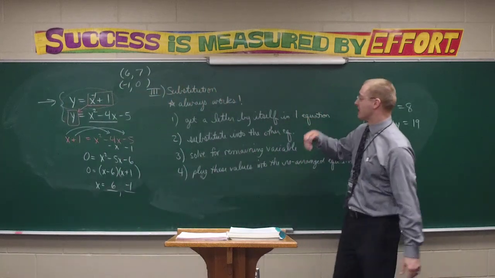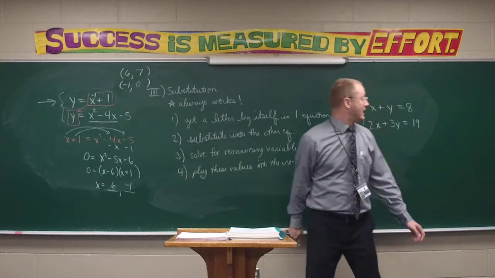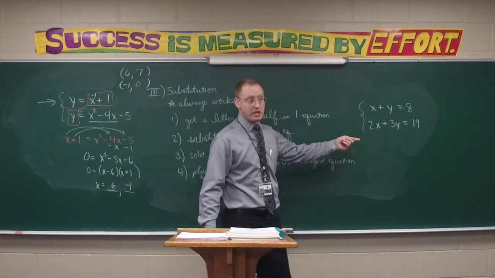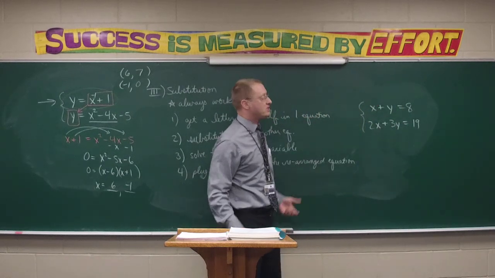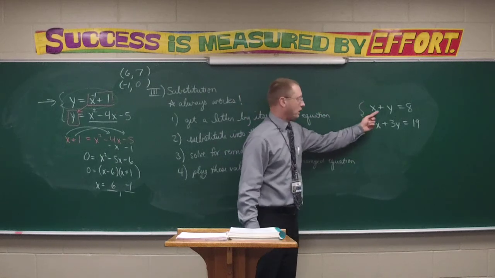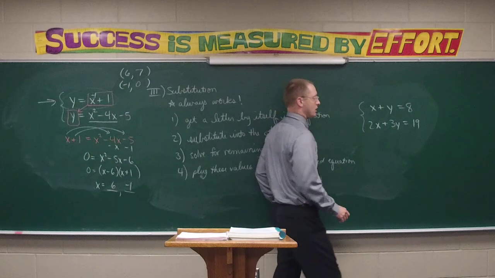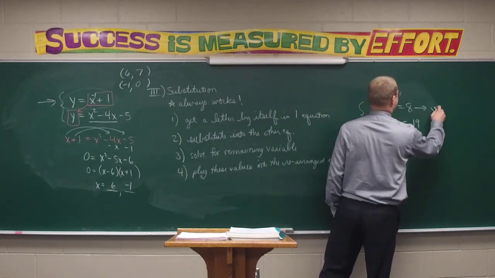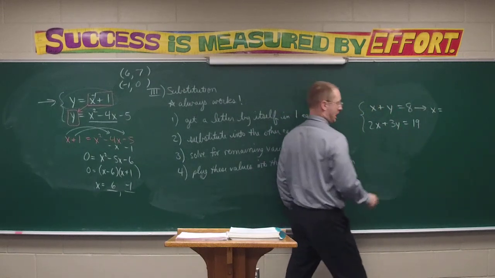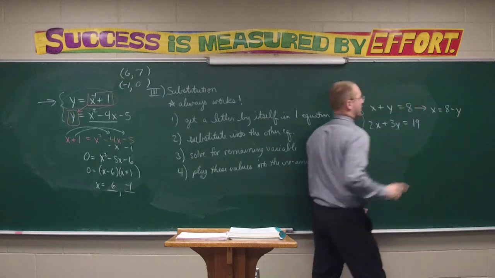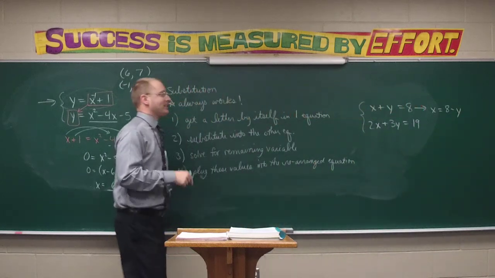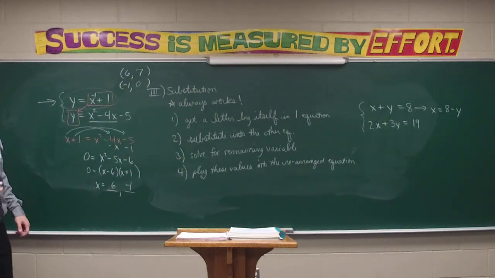Instead, class, we're going to get a letter by itself. Bottom equation, that'd be a pain. So I'm going to do the top equation, wherever it's easiest. And it's kind of equally easy for x or y, so we're just going to let Abby choose. Get x by itself. So that means we're going to rearrange this to get x equals 8 minus y. That's what x equals.